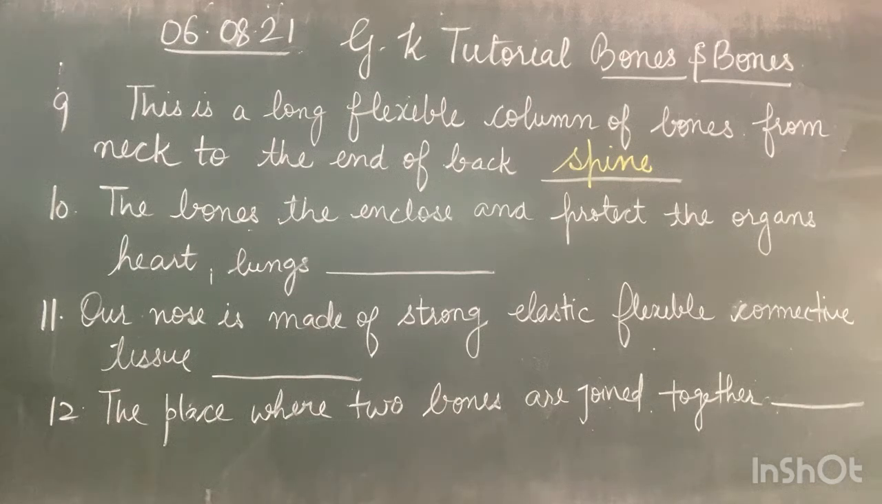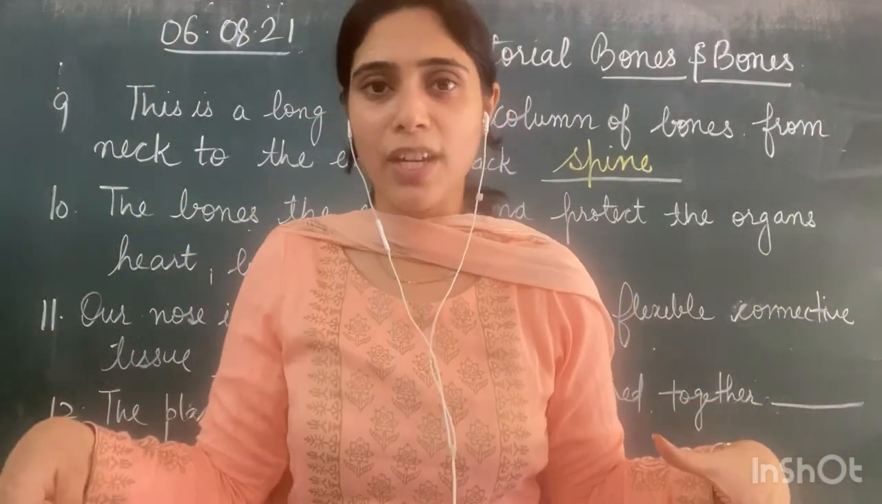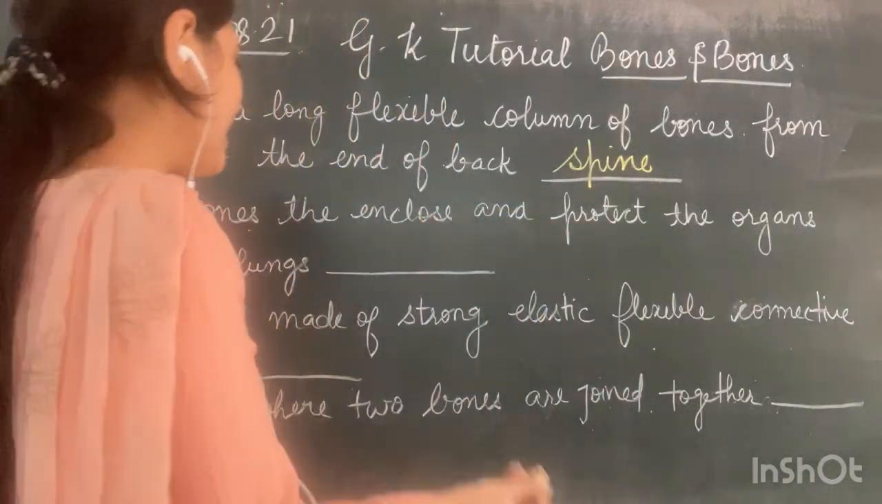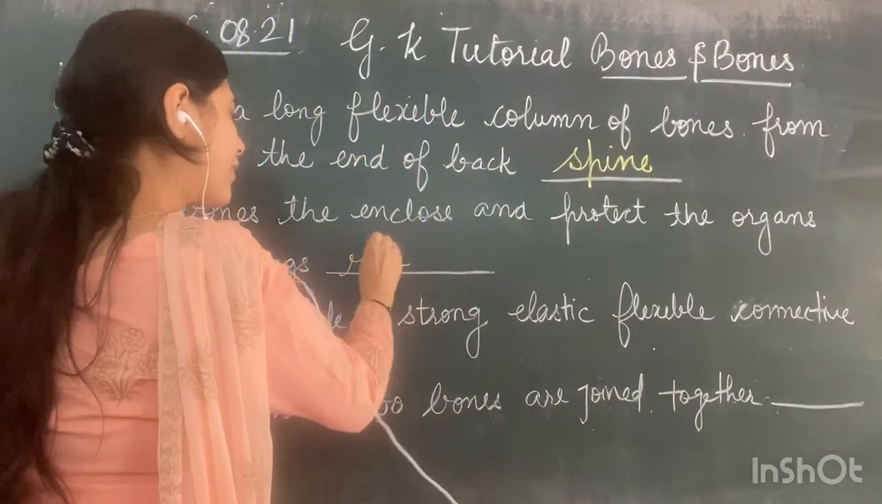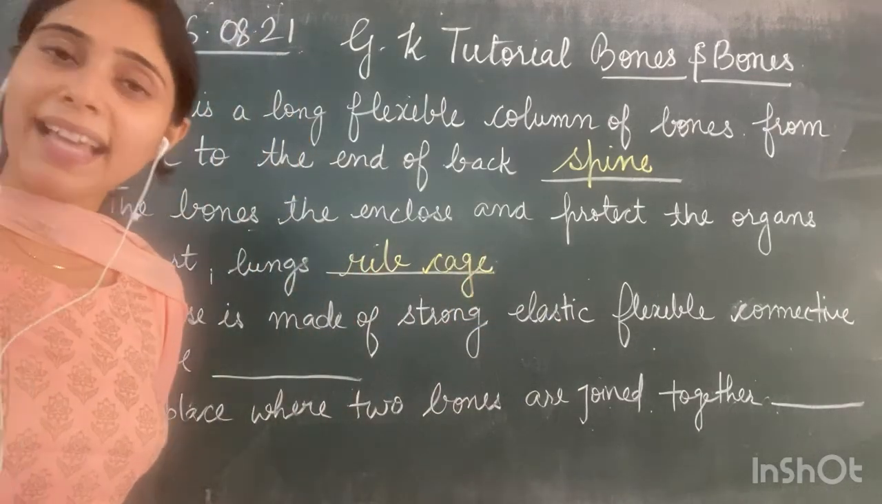Coming to the next, the bones that enclose and protect the organs like heart and lungs. What is the name of those bones that protect our organs like the heart and the lungs? Our heart and lungs are protected by a cage. And the name of the cage is? Yes, the answer is rib cage. All these terms you have studied in that song.